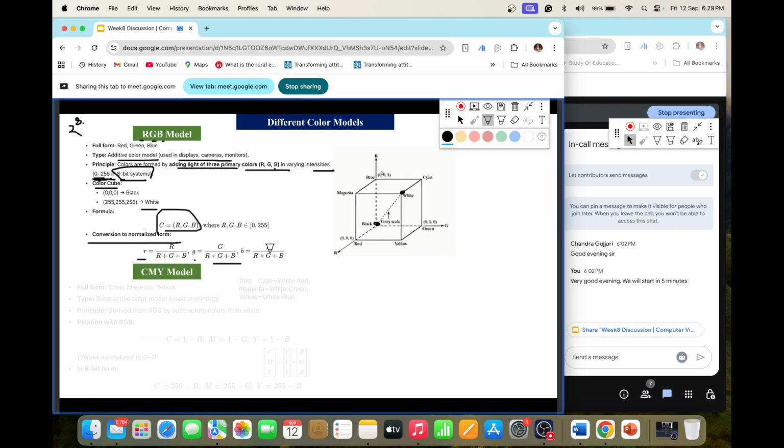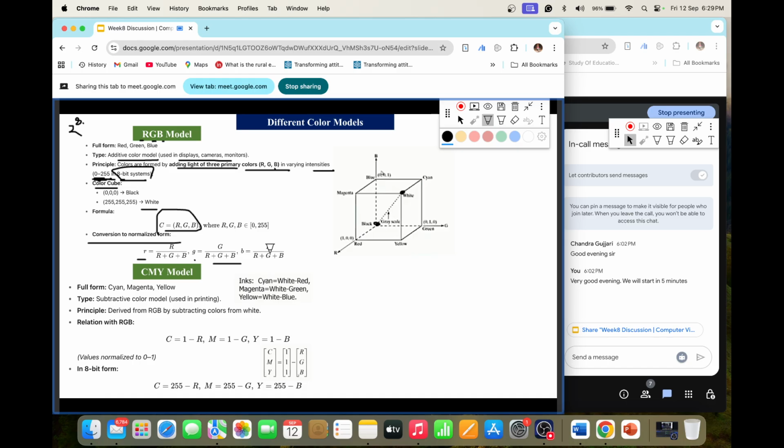Now we have the second color model, that is CMY. CMY is also known as the complement of the RGB model. How can it be calculated? Once we have R, G and B, we can calculate CMY. C is given by 1 minus R, 1 or 255 if we are taking the normalized form, then 1 minus R. Otherwise we will be taking 255 minus R. M will be 1 minus G or 255 minus G. Y will be 1 minus B or 255 minus B.